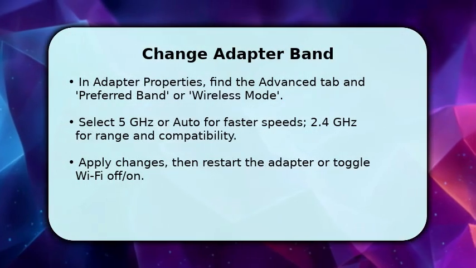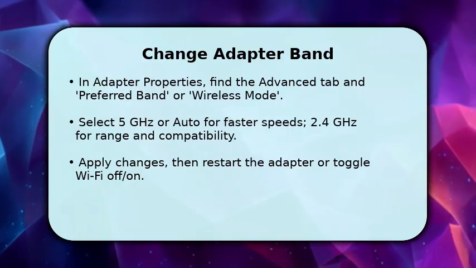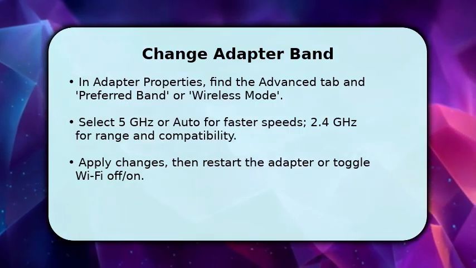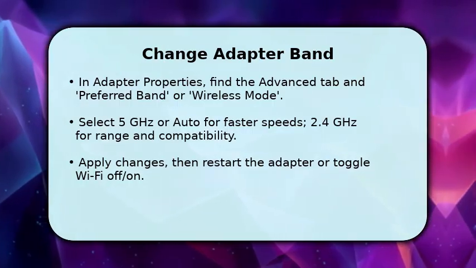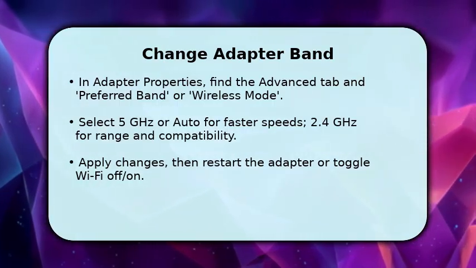Once on the Advanced tab, look for settings labeled Preferred Band, or Wireless Mode. Select 5 GHz to force the adapter to use that band for lower interference and higher throughput, or choose Auto to let the driver pick.